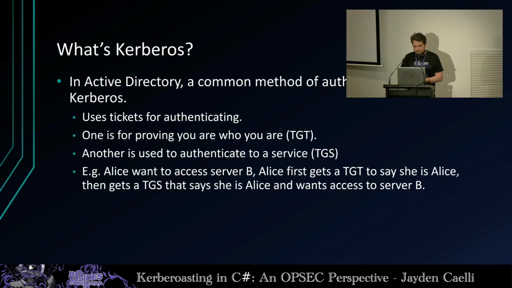Let's say, for example, Alice wants to access some service on server B. Alice first needs to obtain a TGT to allow her onto the domain. Then with that TGT, she uses that to obtain a TGS and provide that to the service running on server B to say, give me access to the service because I'm Alice.